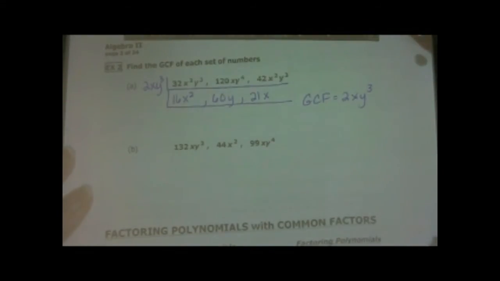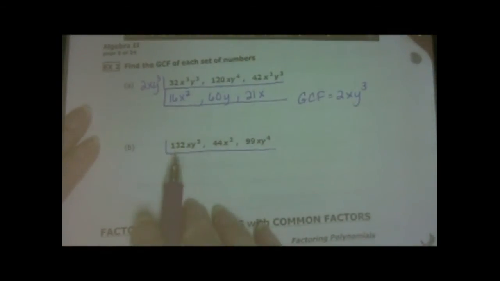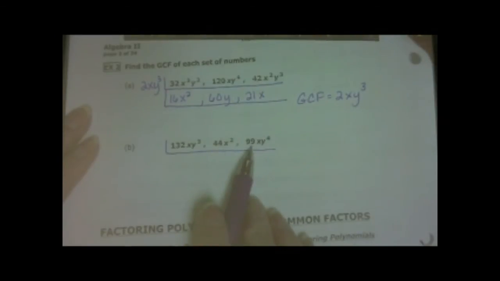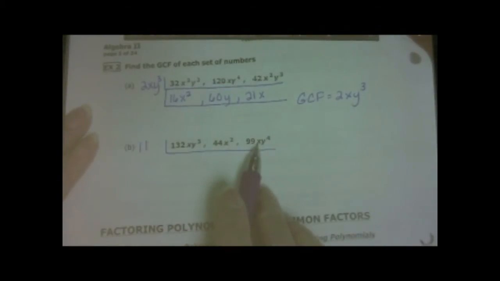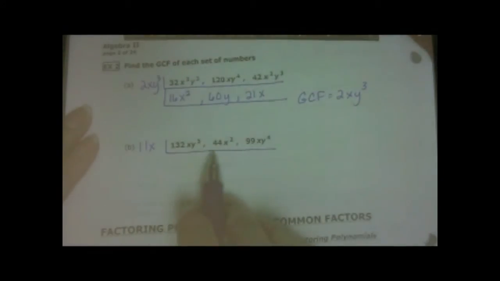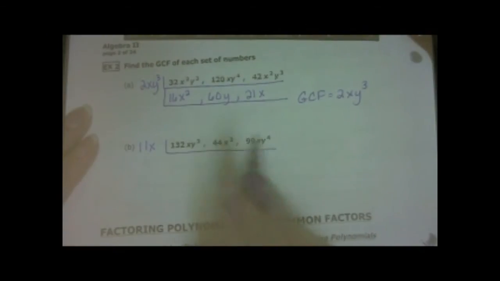Let's do the next one. When I look at this and I know my multiplication tables, I know each of these is in the multiplication table for 11. So I'm going to take out 11. I look at the x's, and my smallest power of x's is x to the 1 power. So I'm going to take out an x. My smallest power of y's, well wait, this one doesn't have any y's, so I can't take y's out at all. Alright, so let me see what I have left after I take out 11x.